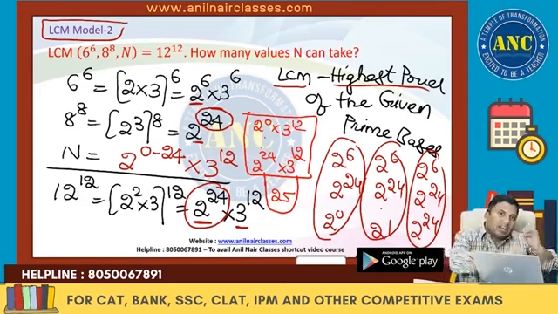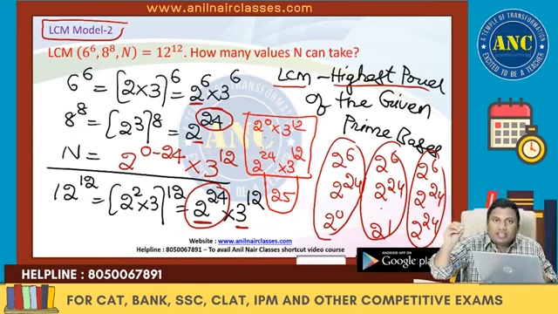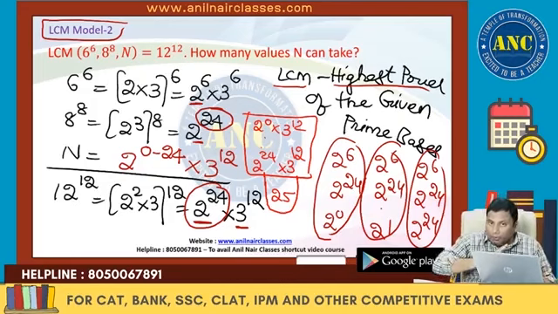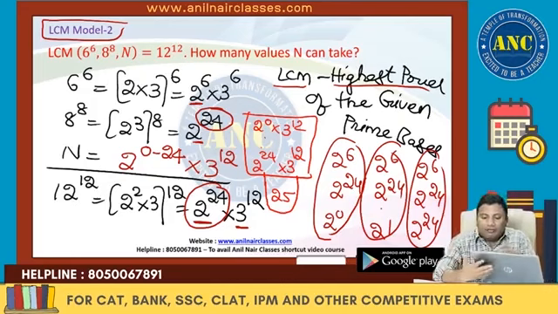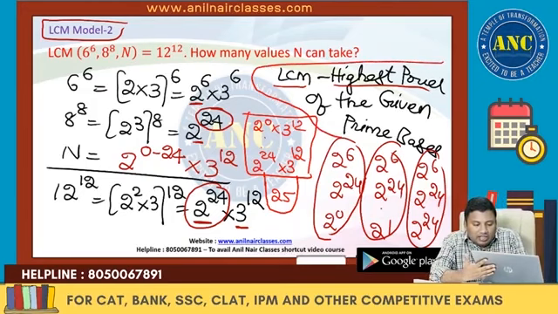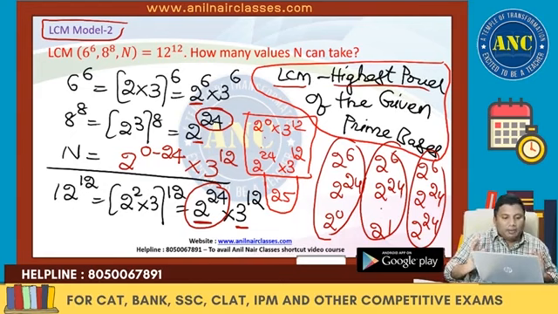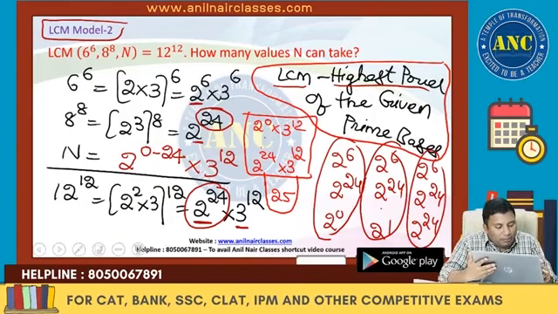Now I am doing the reverse of this. LCM is given, one number, how many values it can take. A beautiful understanding of the definition that LCM always takes the highest power of the given prime bases. Those students who want a recap, please listen carefully. 6 power 6 is 2 power 6 into 3 power 6.